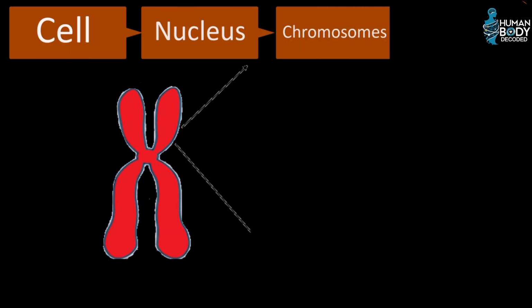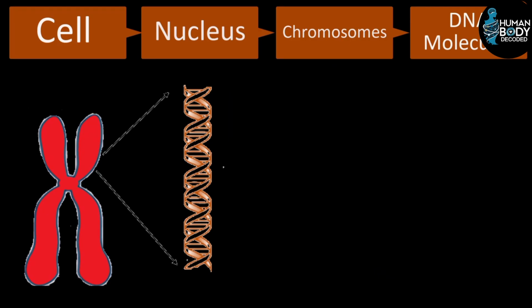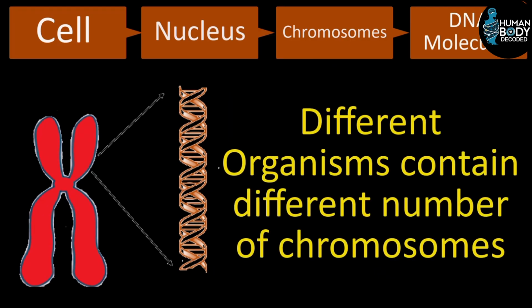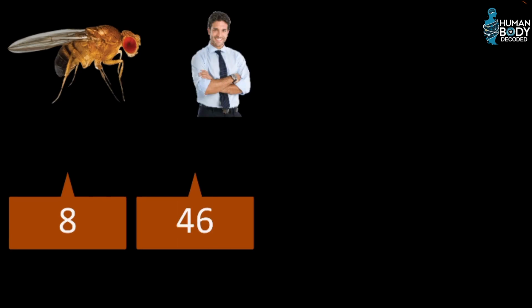These chromosomes are made of DNA, and their number varies in every organism, meaning their number is different in every organism. For example, if we talk about a fruit fly, it has 8 chromosomes. If we talk about humans, they have 46 chromosomes.